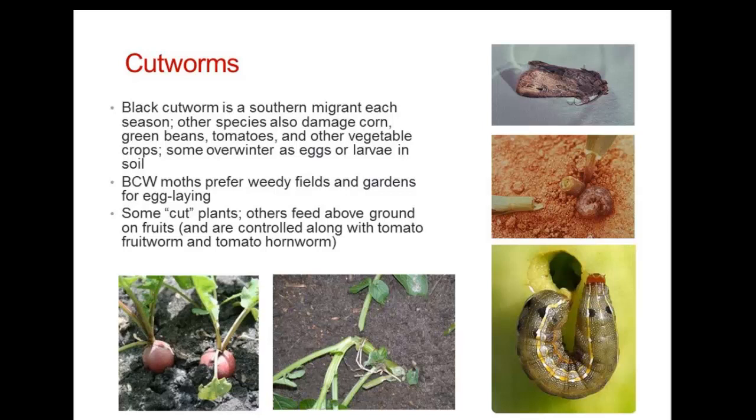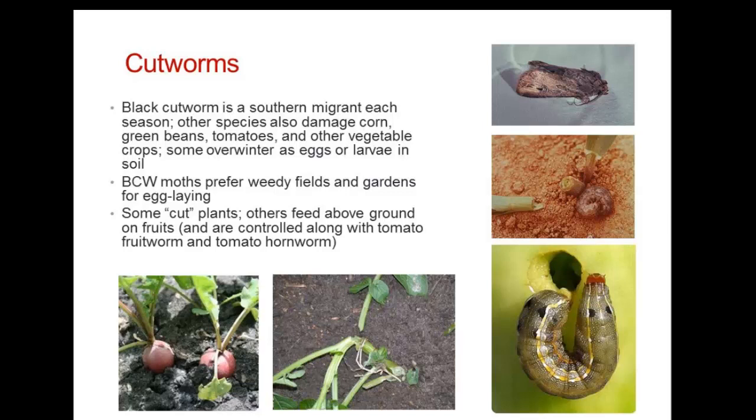The next thing that comes along in many gardens is cutworms. There are a couple of species that migrate. The most famous one is black cutworm. It migrates in from southern states each spring, usually in March and April. It can cut plants, as you see the corn plant that's cut in the middle picture on the right-hand side.